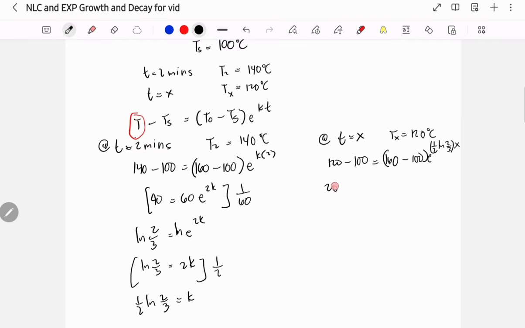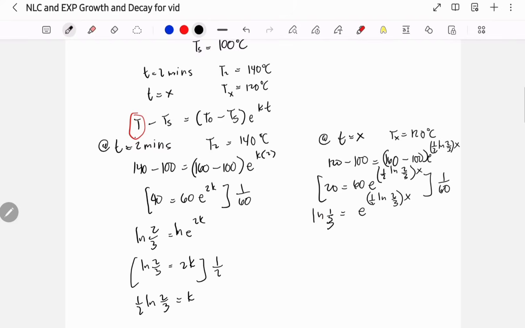120 minus 100 is 20. 160 minus 100 is 60. Then e to the 1/2 ln of 2/3 times x. First, we have to get rid of 60. Next is the exponential, then 1/2 ln 2/3, so that we will find the value of x. That is our time. So we have to divide both sides by 60. 20 divided by 60 is 1/3. 60 divided by 60 is 1. So we have e to the 1/2 ln 2/3 times x.